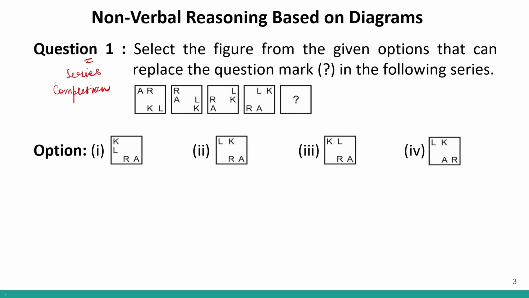Okay? Now, ARKL, RALK, RALK and RALK. So 4 elements are there which are A, R, K and L, and they are moving in a certain way, and we have to identify what will come in this particular series.